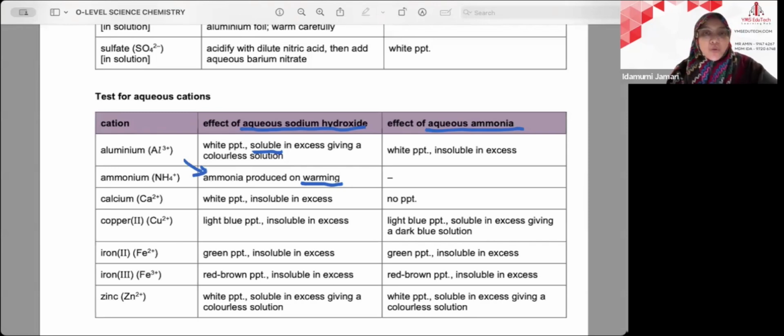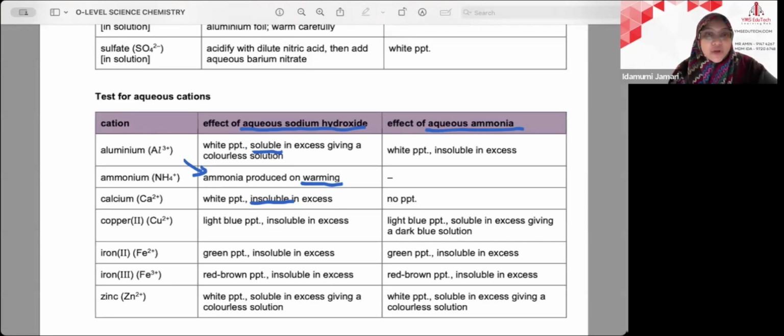For calcium ion, when you test with sodium hydroxide, a white precipitate will be produced, which is insoluble in excess. If you test a sample containing calcium ion with aqueous ammonia, there will be no precipitate.